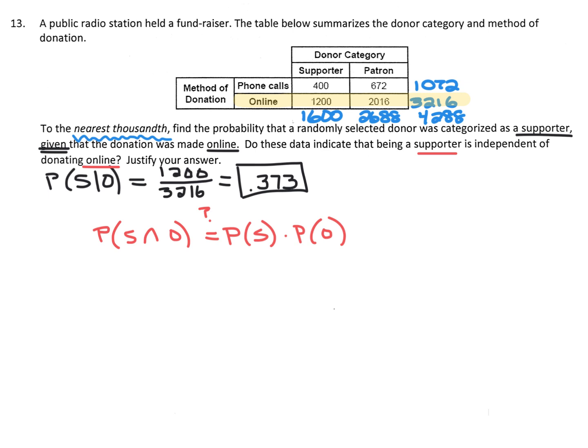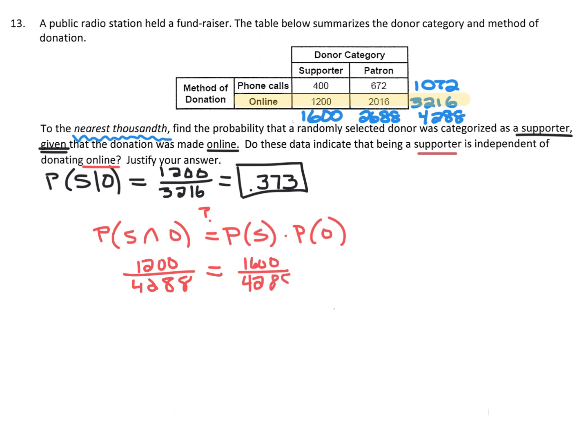All right, so let's look here. Now the probability of being a supporter and donating online. Here's supporter and here's online. If we meet in the middle, there's 1,200 people altogether out of the 4,288 total. Remember, if you're not given a particular category, that's when you use the total as your denominator. You're looking at everyone. So we said that was 1,200 over 4,288. Now the probability of being a supporter, well, altogether there are 1,600 supporters out of the 4,288 total people. So 1,600 out of the total.